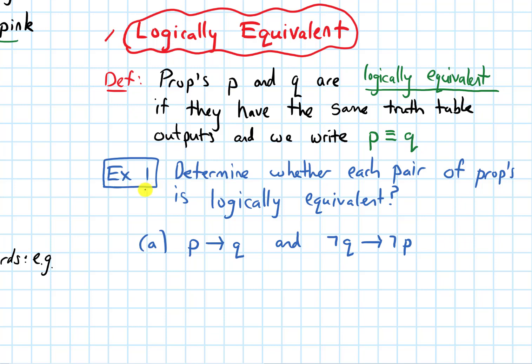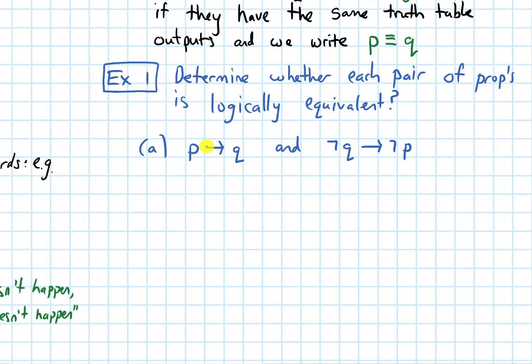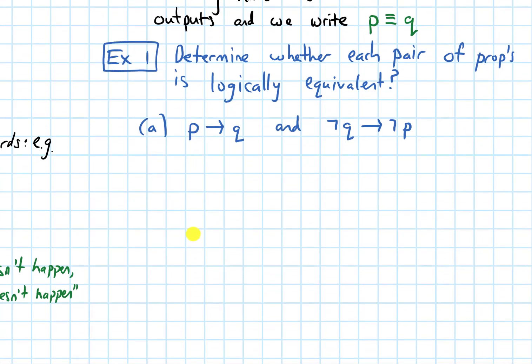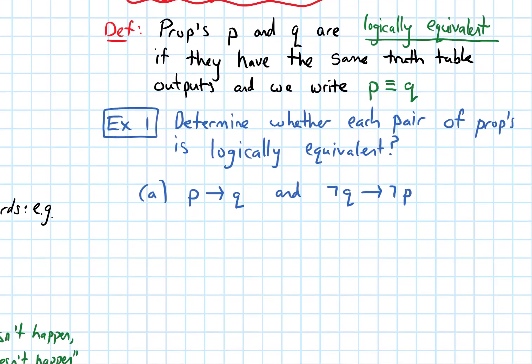So let's look at an example in which we determine whether each pair of propositions is logically equivalent. Part A has the proposition if P then Q, and the proposition if not Q then not P. We've actually seen this second proposition compared to the first one two videos ago. We gave a Venn diagram explanation for why they are the same, but let's do this using truth tables.